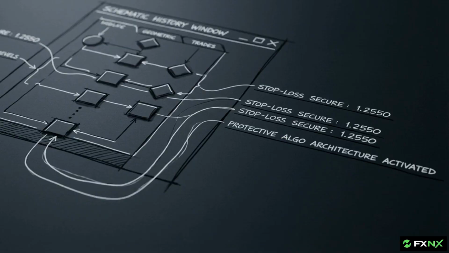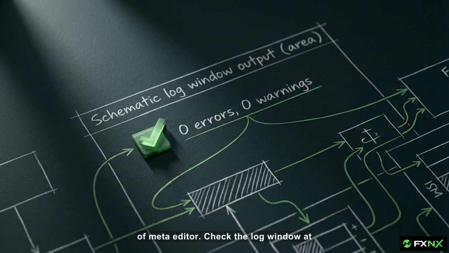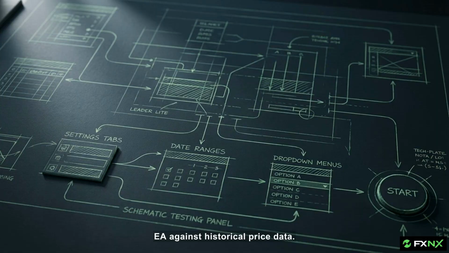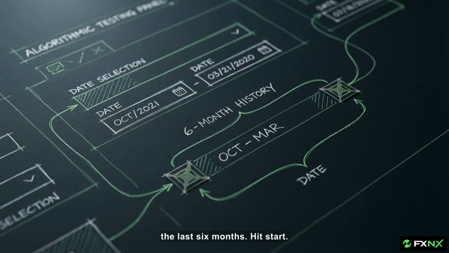Now click the Compile button at the top of MetaEditor. Check the log window at the bottom of your screen. You need it to read exactly 0 errors, 0 warnings. Return to your MT5 terminal, click View on the top menu, and select Strategy Tester. This module allows you to run your newly compiled EA against historical price data. Select My First EA from the drop-down menu, set your symbol to the Euro-USD pair, and choose a historical date range covering the last 6 months.